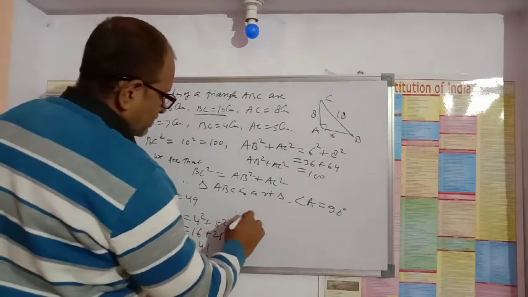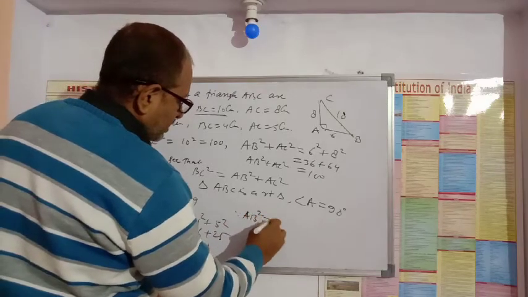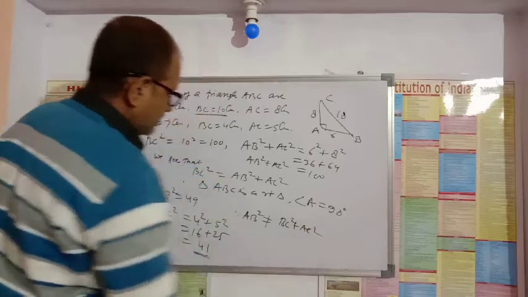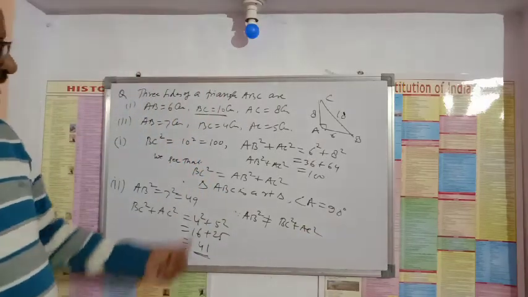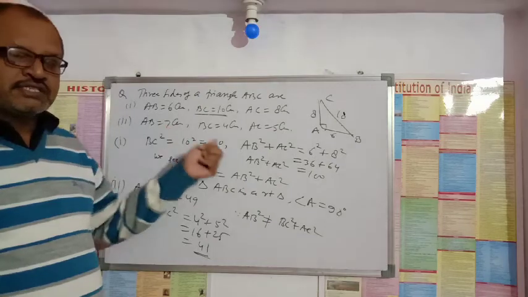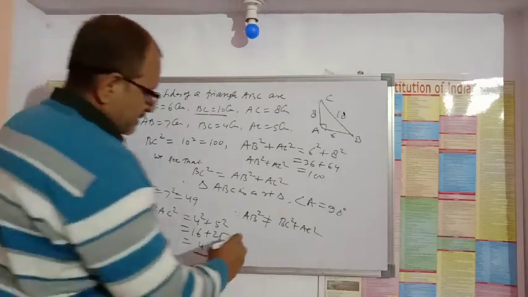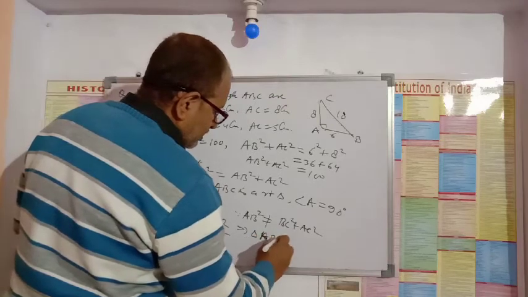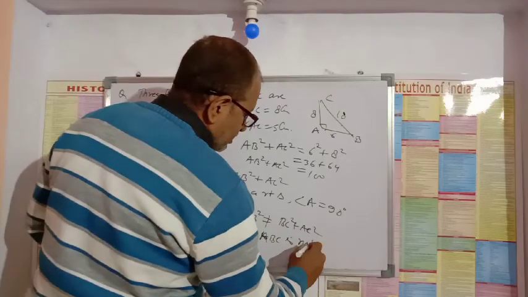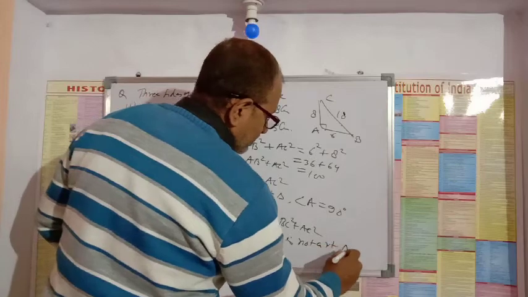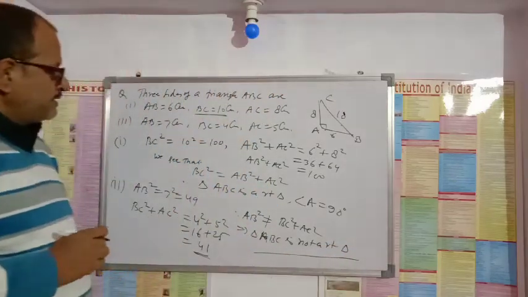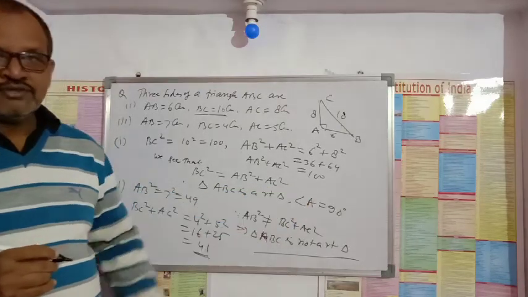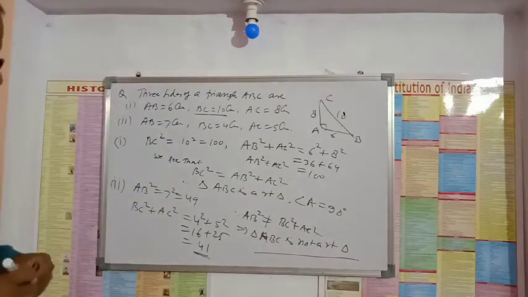Since AB square is not equal to BC square plus AC square, both are not equal. It means in the second case, the triangle is not a right angle triangle. So triangle ABC is not a right triangle. Okay. So by the converse of Pythagoras theorem, it is a right angle triangle in the first case, but the second one is not a right angle triangle.